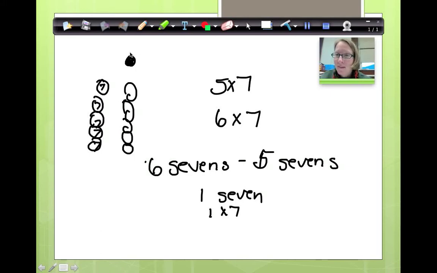Now, real quick, what is the commutative property of 6 times 7? This is a quick review. It is 7 times 6. Remember the commutative property? Okay. Distributive property. That's the taking apart one.